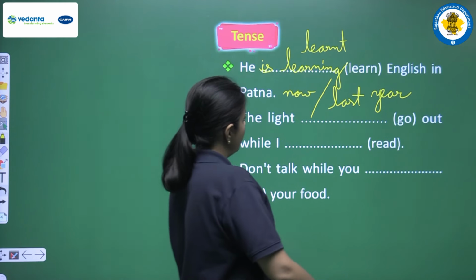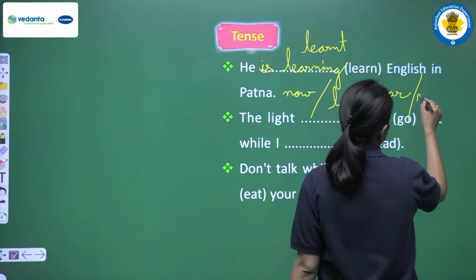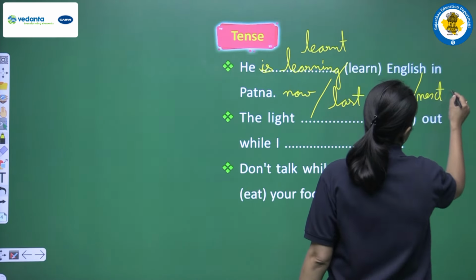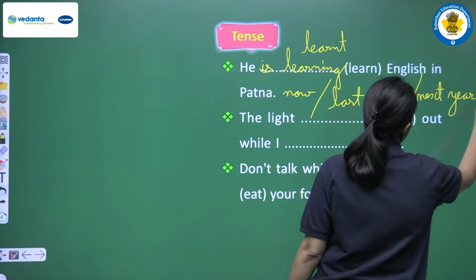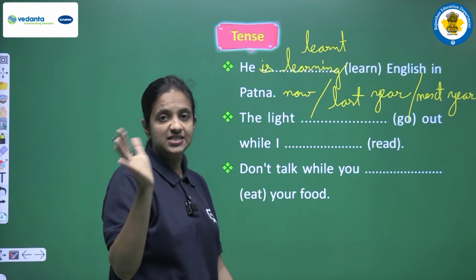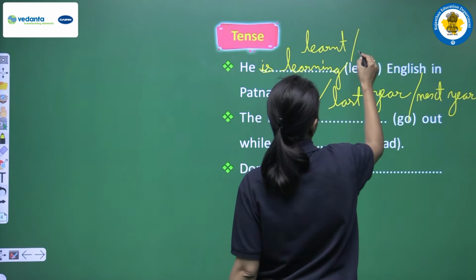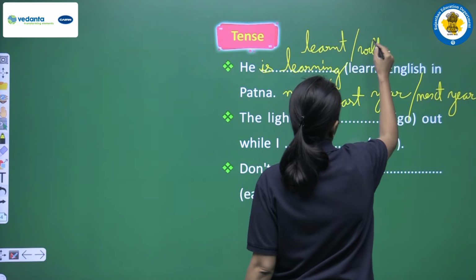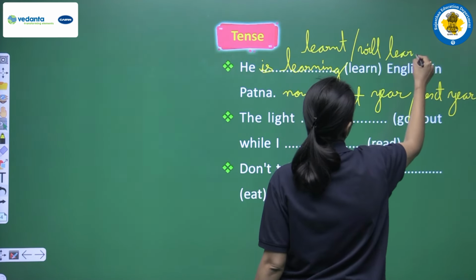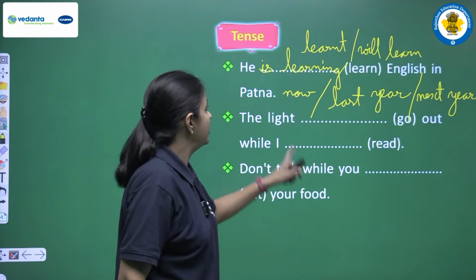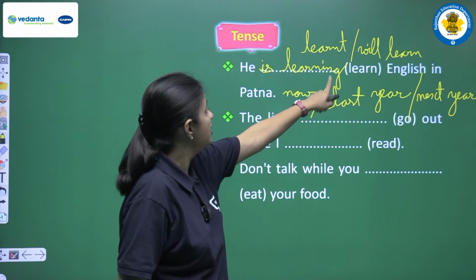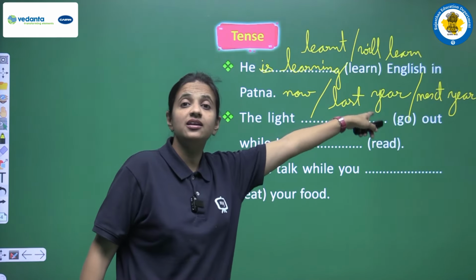Okay? And now suppose we are having next year. So at that time our answer will be in future simple tense, and at that time we will write that he will learn. It means future simple tense. Then we will write that he will learn English in Patna next year, right?